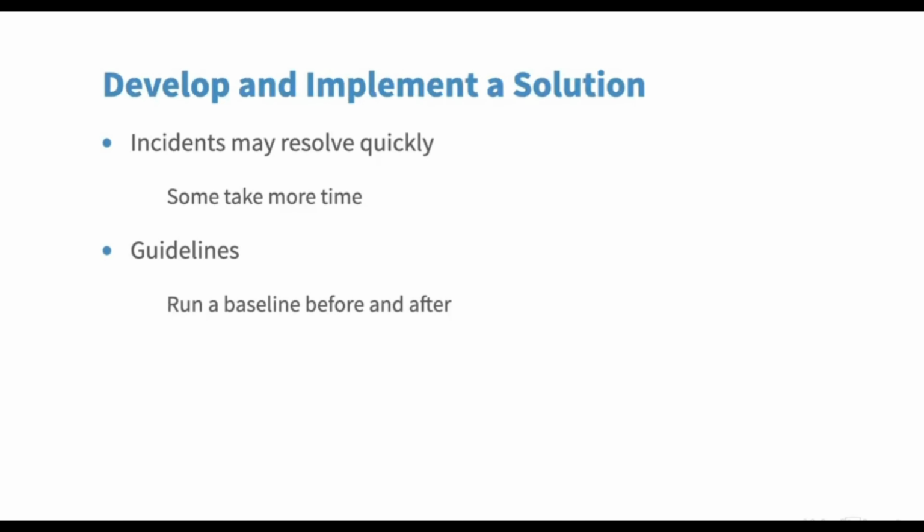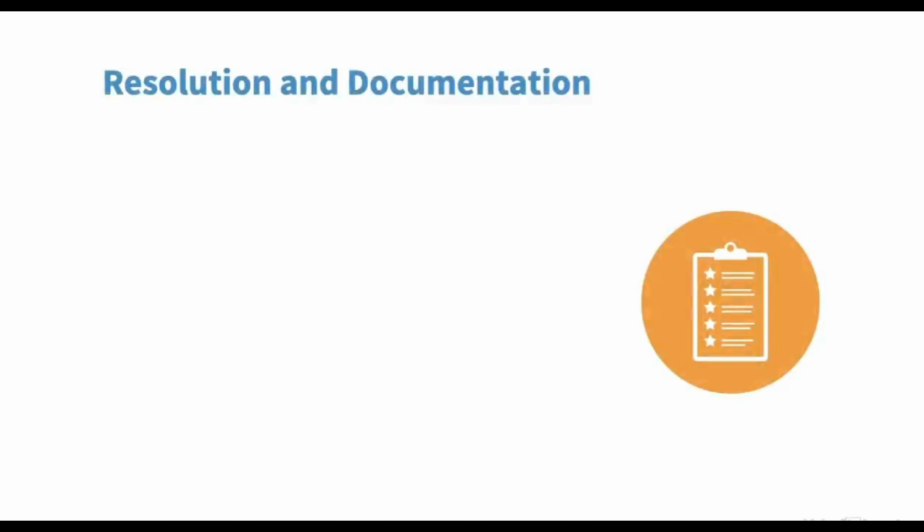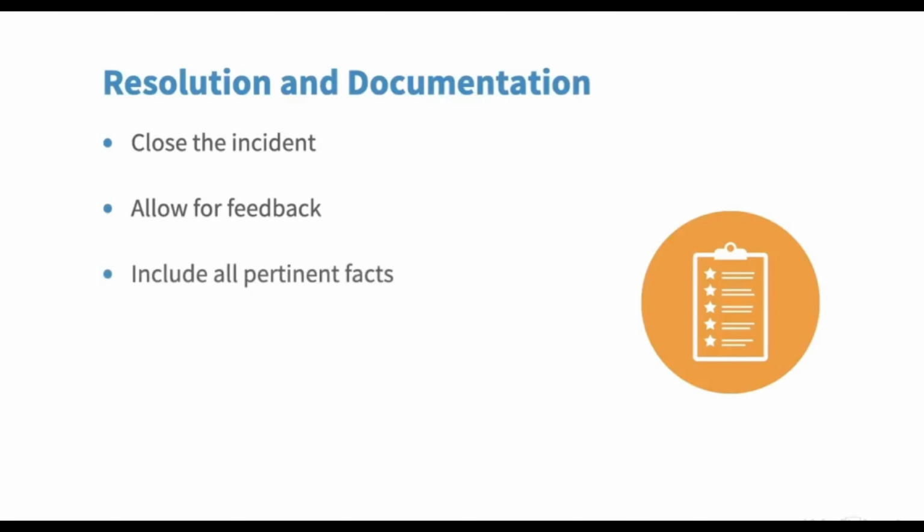Run a baseline and then run a baseline again after changes are made for comparison, and save any device and or wiring closet configuration files, and if possible take some pictures. Now, once the solution has been implemented, close the incident, allow for feedback, possibly in the form of a survey, to ensure that the problem has been resolved or not.